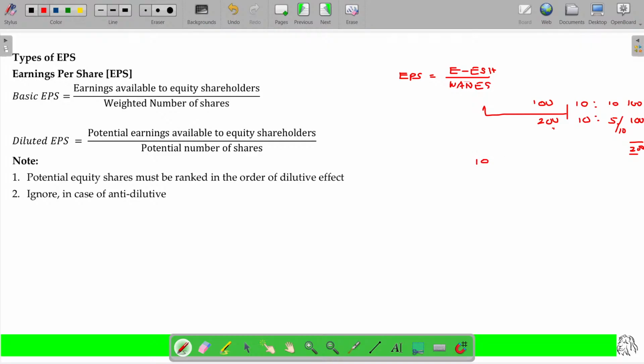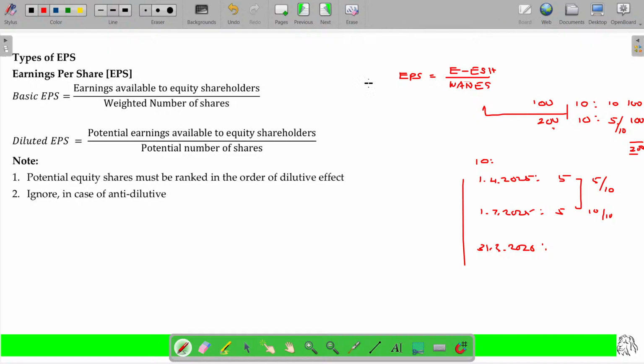Even sometimes, 10 rupee shares on 1/4/2025, the year beginning, 5 rupees collected, and on 1/7/2025, another 5 rupees collected. As on 31st March 2026, what is the number of equity shares you have? For this portion, out of 10 rupees, only 5 rupees collected. The remaining 5 also collected means 10 rupees out of 10 rupees collected. Then you have to calculate the weighted average number of equity shares based on this proportion. That will be the denominator. That's how we can calculate the EPS.